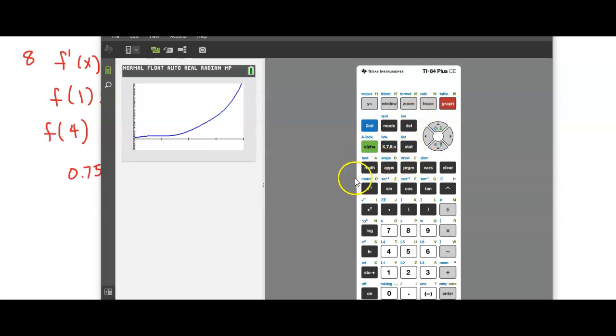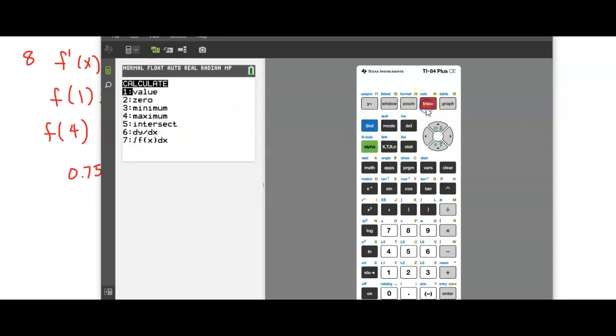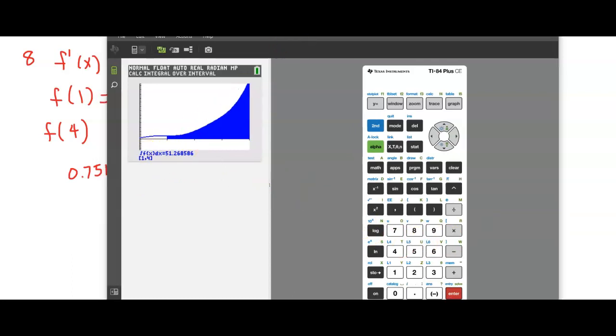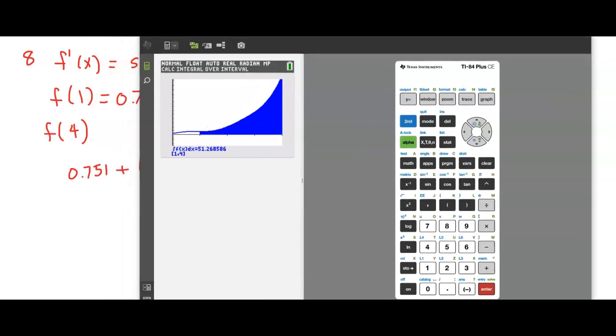All right, then the way I was showing you guys that you can do this is by going into second calc, trace, and down here to number 7, and it says integral. I want to integrate that from 1 to 4. So it says lower limit 1, upper limit 4, enter. And so we're accumulating 51.2685.